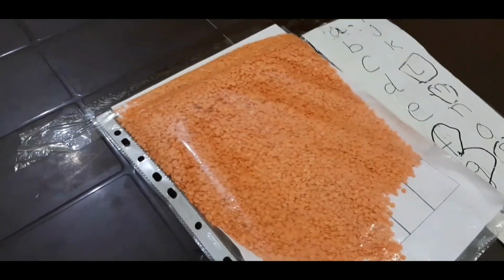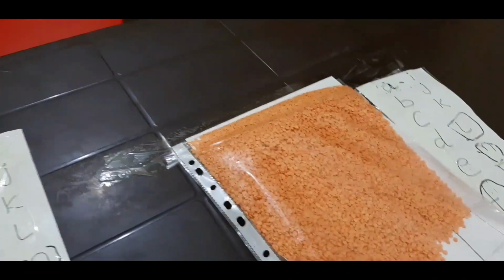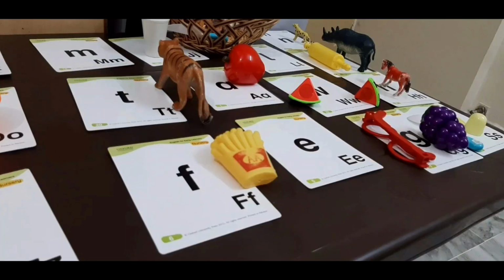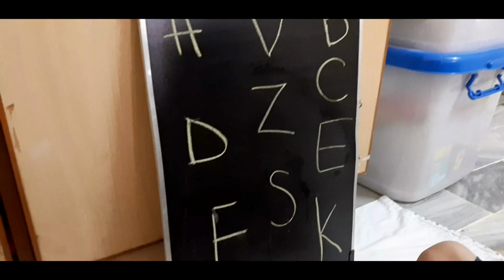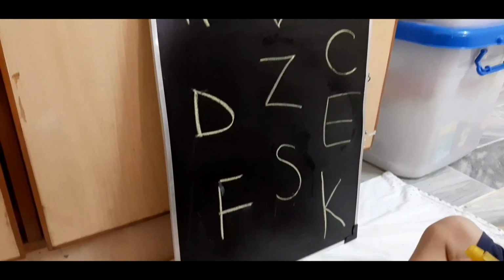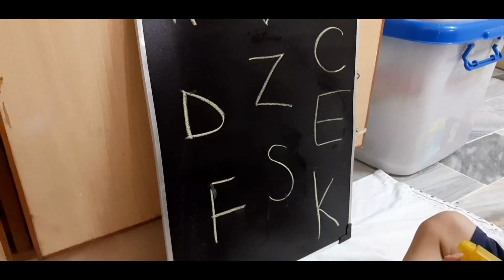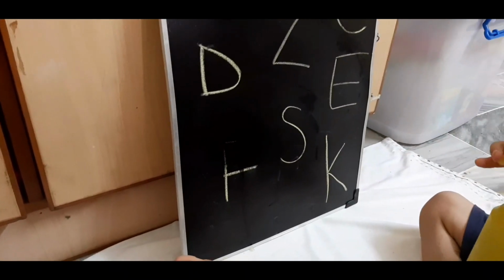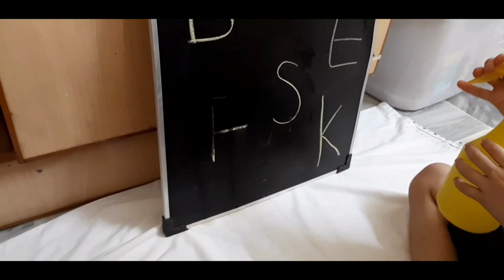In today's video I'm going to show you a few super fun hands-on alphabet activities for your children at home so they can learn alphabets easily. In this first activity, a child will be asked about the letter and he will splash the water on that letter, and this is how they are going to have a self-identification of letters, either lowercase or uppercase.